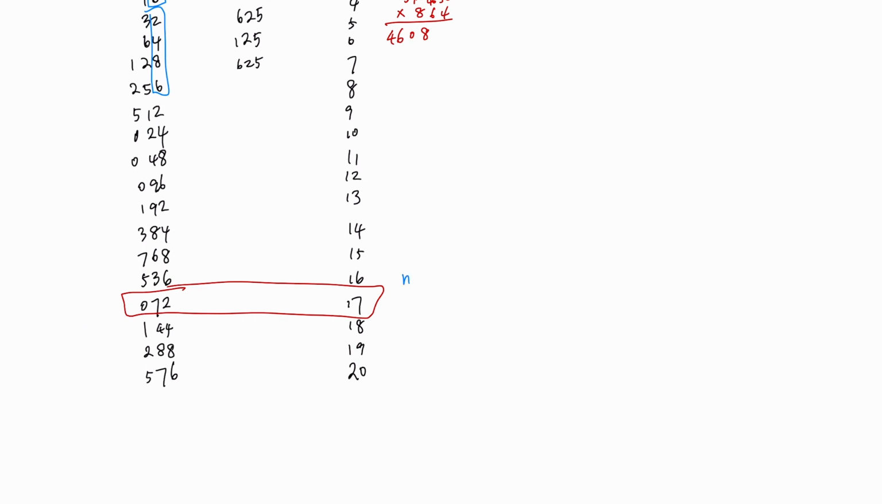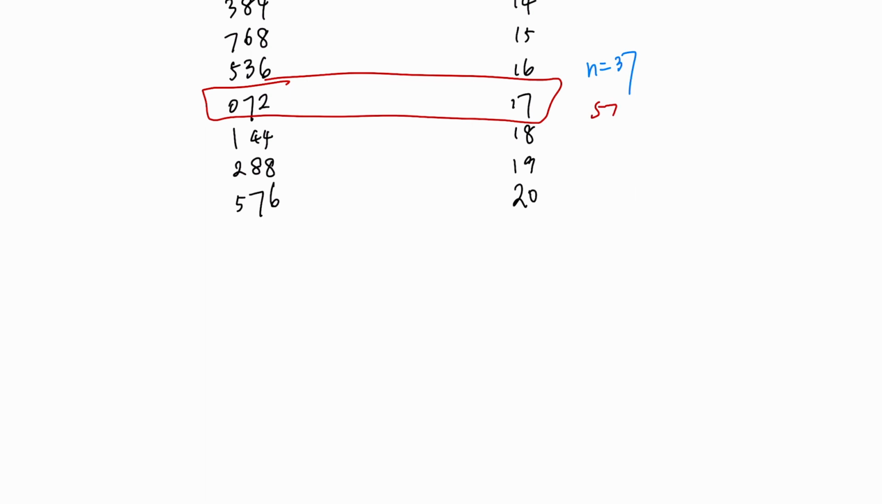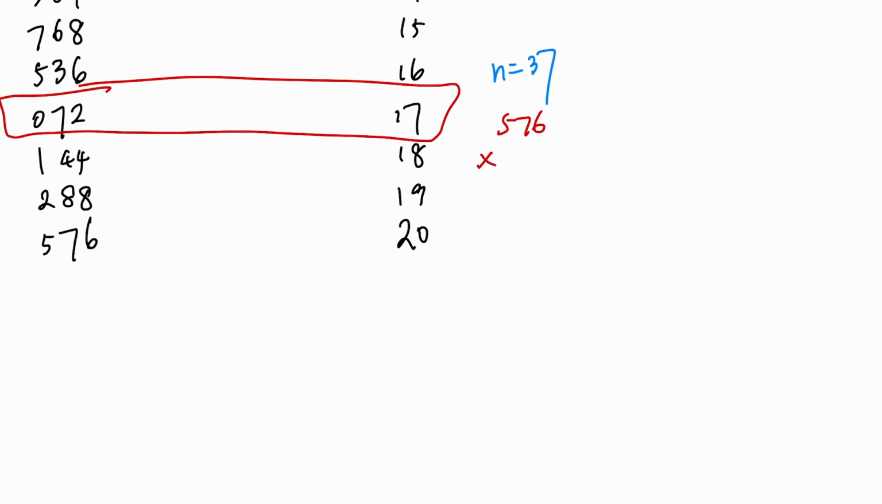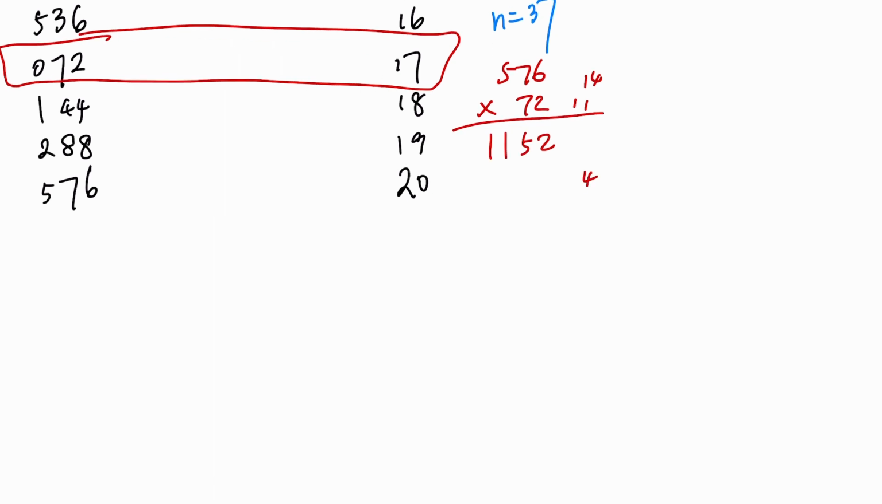So when n is equal to 37, we would have this 576 times 72. We have to hard calculate this. Make sure you get this right. So let me just do that real quick. 14, 15, 1,152. That's 42, 49, 53, 35, 40, 32. So the last three digits would be 472.